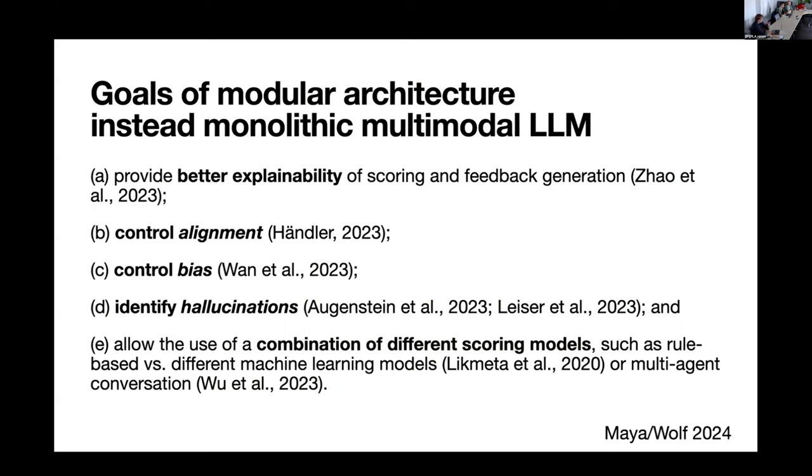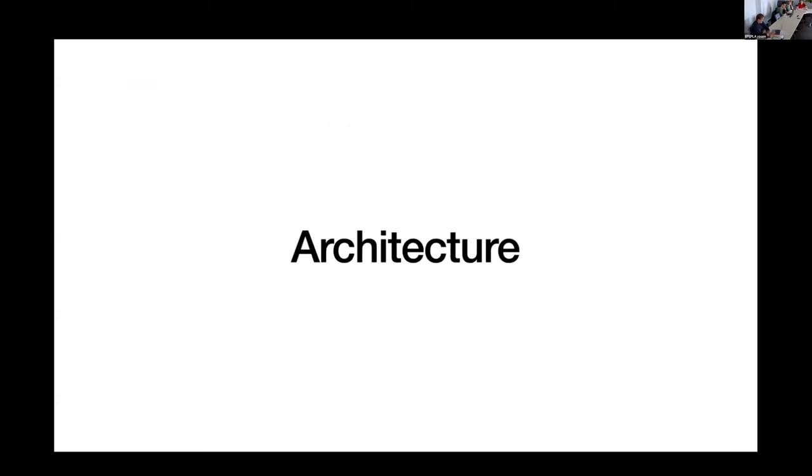Okay, so what are the goals of our modular architecture? We want to provide better explainability, to give students a chance to know why there's some kind of feedback, to better control the alignment of the system, so that it really does what we want, to control bias, and to identify hallucinations. Often, if you ask these systems to identify things which are missing, sometimes they come up with stuff which is not in the student's portfolio, but they tell you it's there. And also to allow the use of a combination of different scoring models. I will elaborate on this more in the architecture.